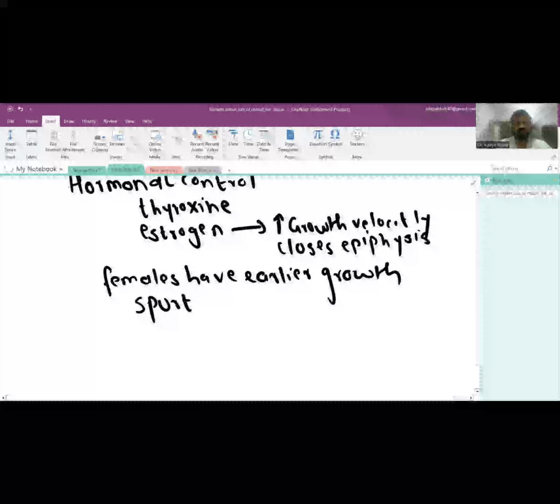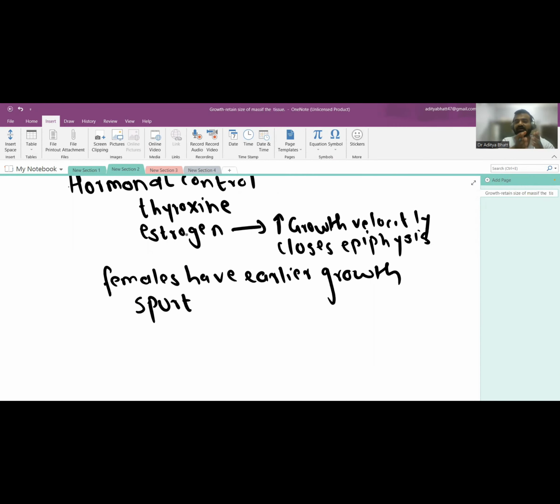And due to this, estrogen is given only after thinking twice in Turner syndrome. You cannot give it to any patient, because it will limit the final height if introduced very early in age. Okay, so this is the hormonal control and even the gender control: females have an earlier growth spurt while the final height of boys is higher.